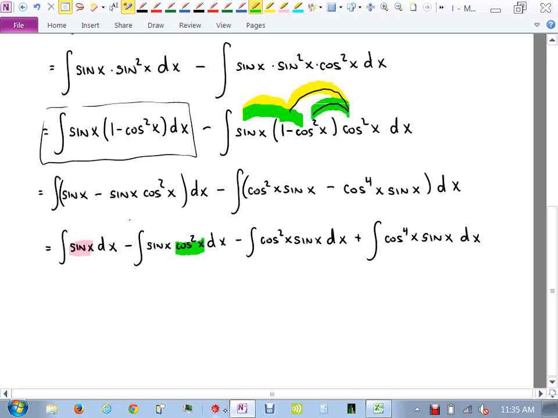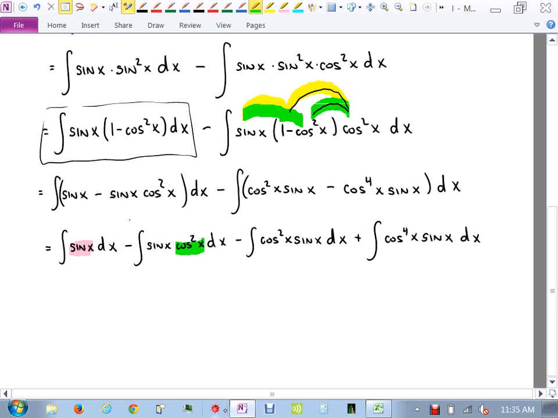I'm off by a sine, but I have it there, right? What about the next integral? Same thing, right? If I let u be cosine x, the derivative is right next to it. Look at the last one, cosine to the 4th. If I let u be cosine x, the derivative is negative sine x. All of those are going to be basic substitutions.